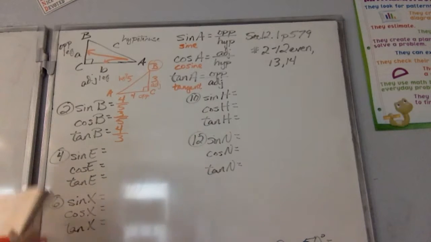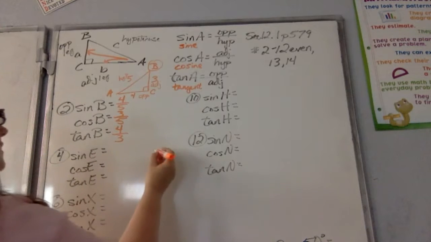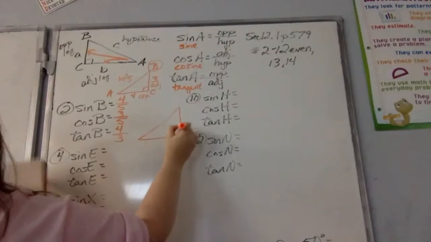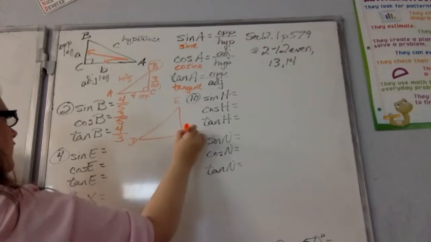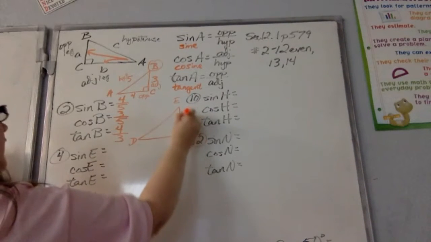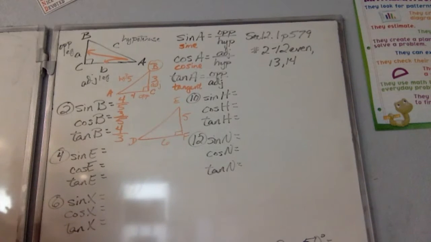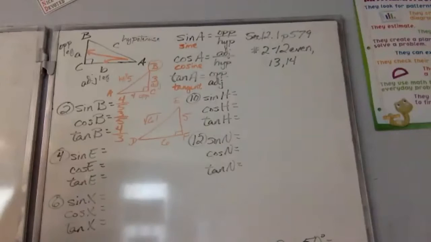Okay, I was trying to give you something easy at the end. Now, our next triangle is shaped the same way. This is D, this is E, this is F, this is 5, this is 6. And this is the square root of 61, right?